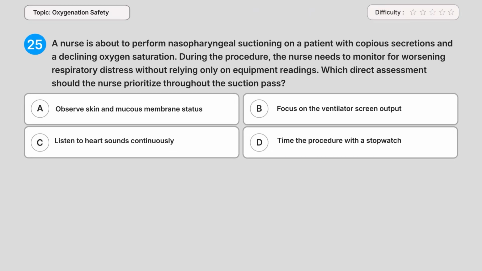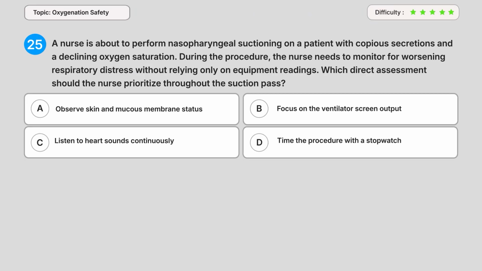Question 25. A nurse is about to perform nasopharyngeal suctioning on a patient with copious secretions and a declining oxygen saturation. During the procedure, the nurse needs to monitor for worsening respiratory distress without relying only on equipment readings. Which direct assessment should the nurse prioritize throughout the suction pass?